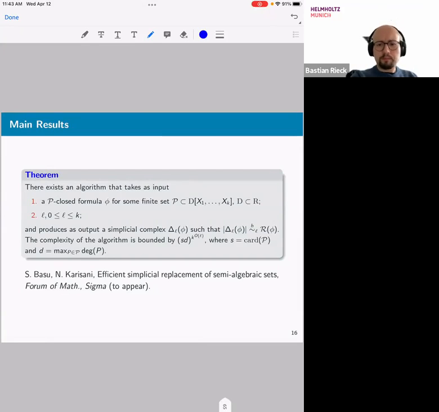So this is the precise theorem that there exists an algorithm without a black box hypothesis, because we know such a black box, which takes as input a P-closed formula and produces as output a simplicial complex, which is L equivalent according to the definition in the previous slide. And the complexity of this algorithm is singly exponential in the sense that this polynomial is polynomial if L is fixed. So it's better than taking the L skeleton of semi-algebraic triangulation.